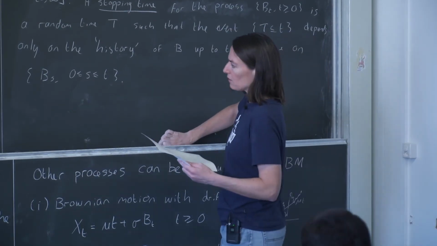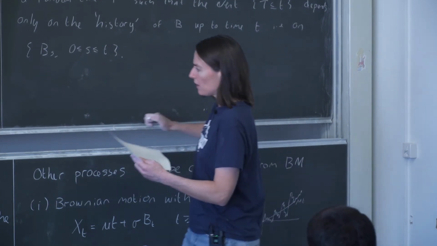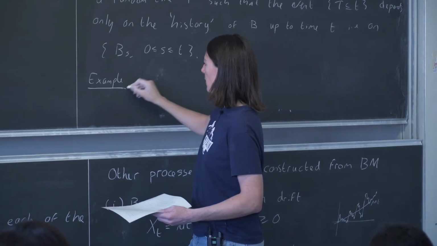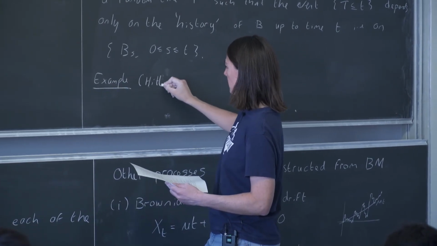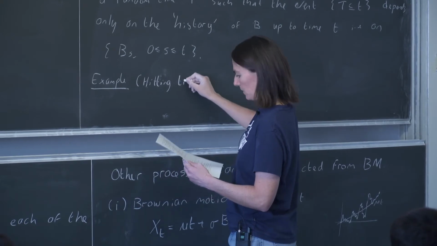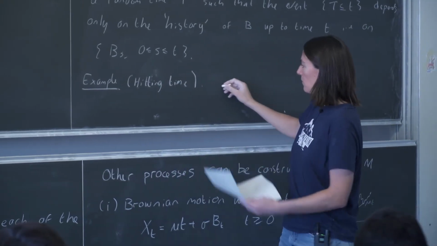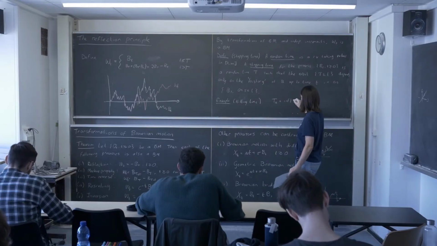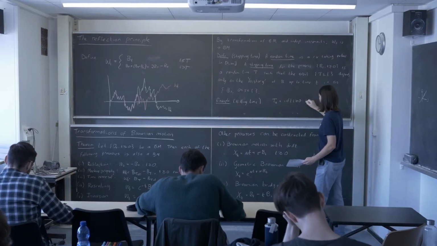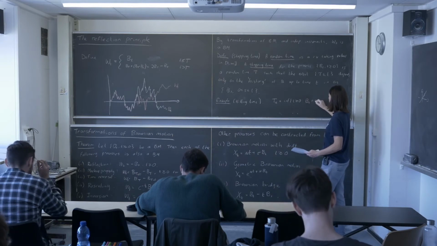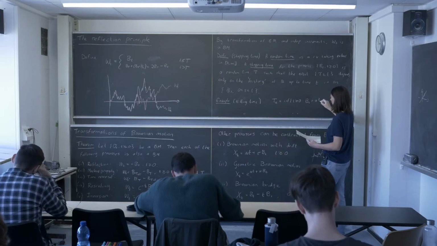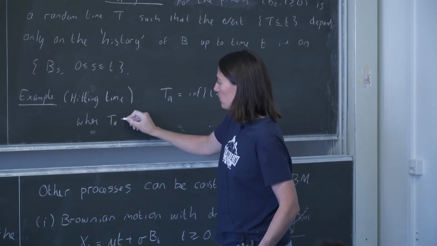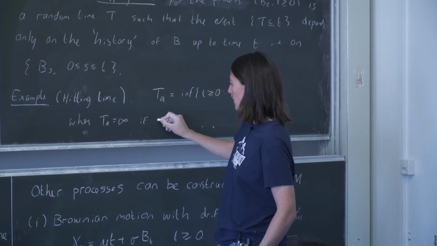Okay, so here's an important example. This is what we call a hitting time. So let's define Ta to be the first time such that our process hits the level a, where Ta is equal to infinity if a is never reached.